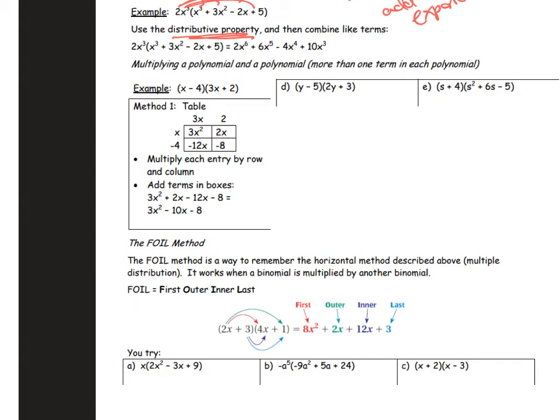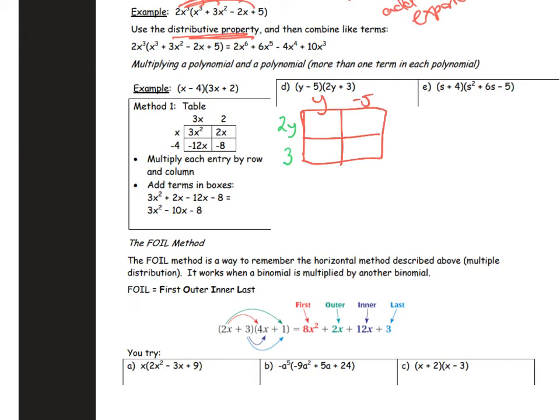So if I'm looking at the first one, I'm gonna go ahead and draw me my box. So I have two terms here, so I'm gonna take this y and this -5, put it right here. I'm gonna take the second one, put it going down. So I got 2y and then a 3.